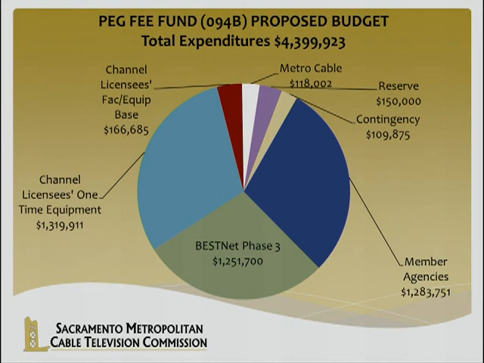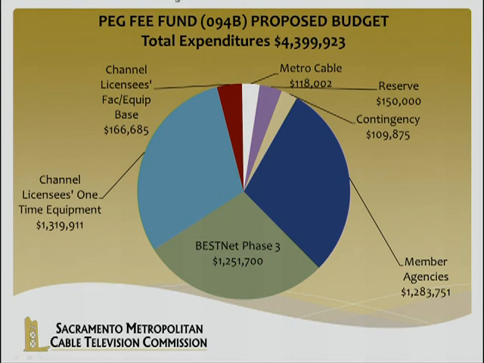We've had a lot of money that has rolled into this year. You can see that large piece of the pie representing the BestNet $1.2 million. I'll be explaining that a little bit later, but basically, due to the commission, the Sacramento Education Consortium and Comcast not achieving an agreement on the completion of BestNet, this money hasn't been spent yet and has rolled over into this year's budget.